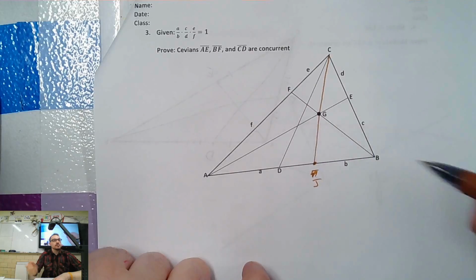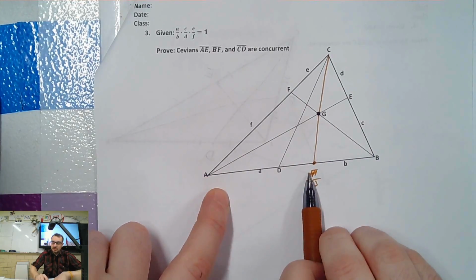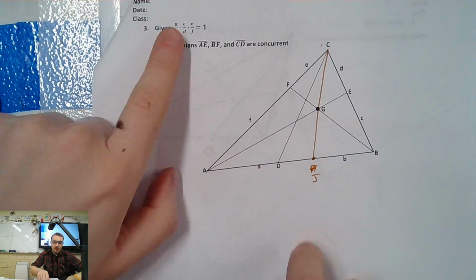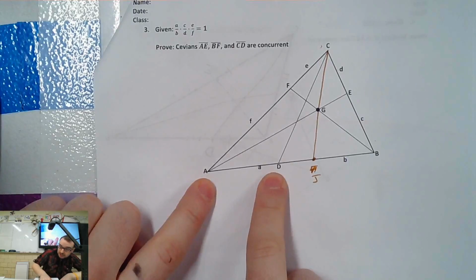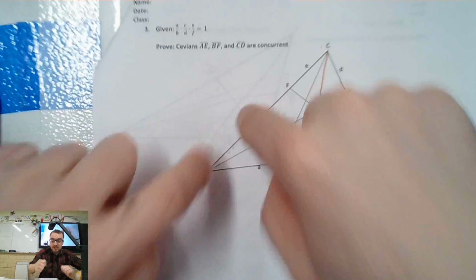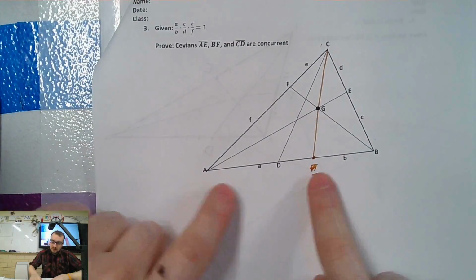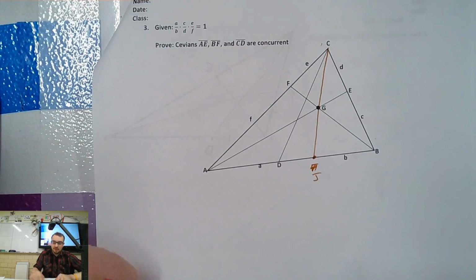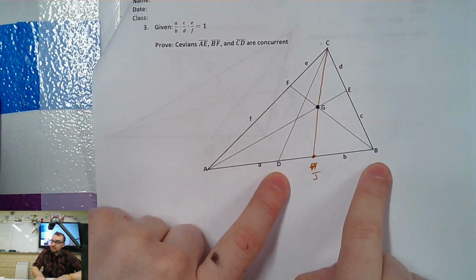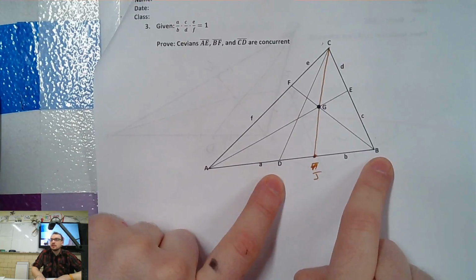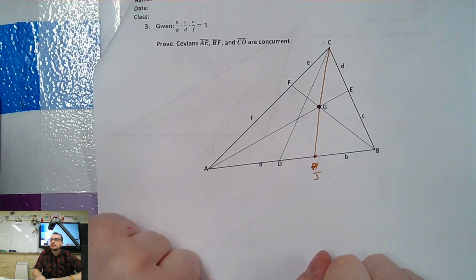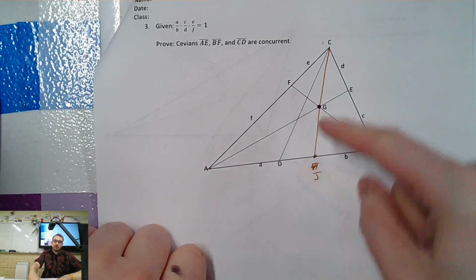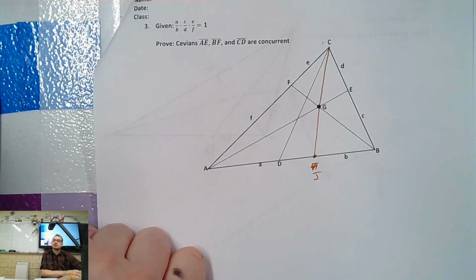Now, if this is concurrent by Ceva's theorem, this over this times this over this times this over this will equal 1, right? But here's the problem. We already know that this over this times this over this times this over this will equal 1. So this over this will equal this over this. And that's a contradiction. How can you divide up a segment into this and have it be equal to this and that? You can't. Not in the same order anyway. This length can't be the same as that length. So it's a contradiction. Therefore, our assumption that they were not concurrent must be false, which means they are concurrent.